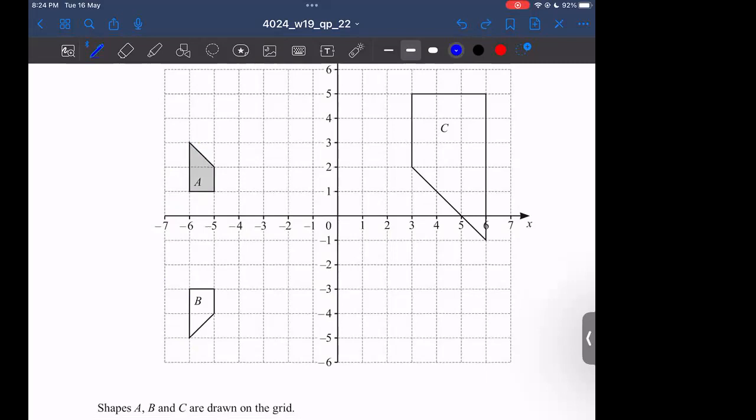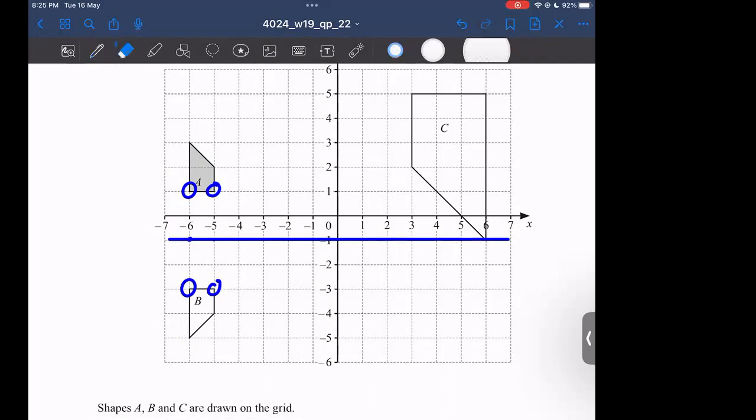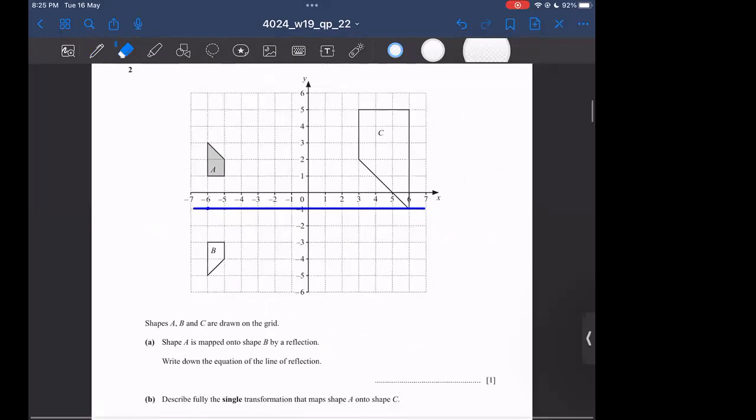So what horizontal line is it going to be? Let's just take the midpoint of the corresponding points. These are the two corresponding points. Their midpoint is going to be this one, right? Now these are two corresponding points. Their midpoint is this one. Once you got two midpoints here, now you can just draw the line here. This is the line of reflection, but they don't want the line drawn over here. They want the equation of this line. So this is going to be y equals -1.